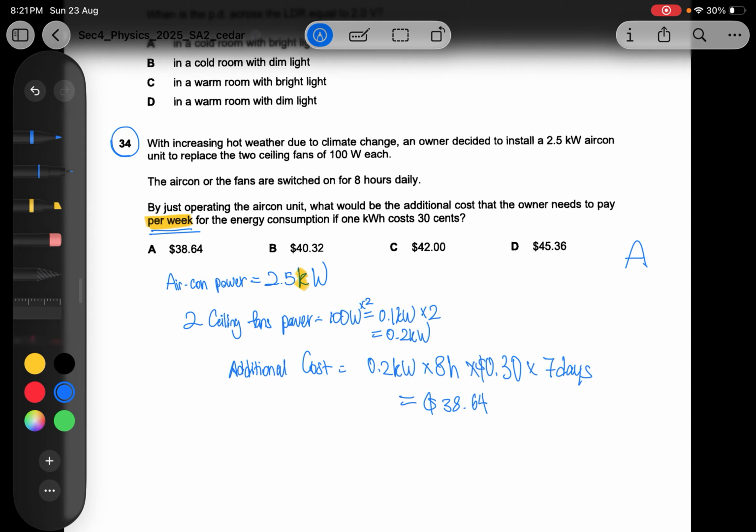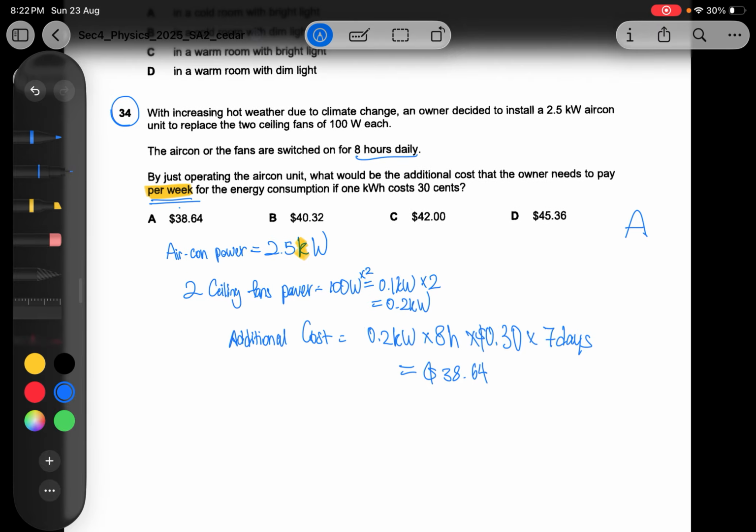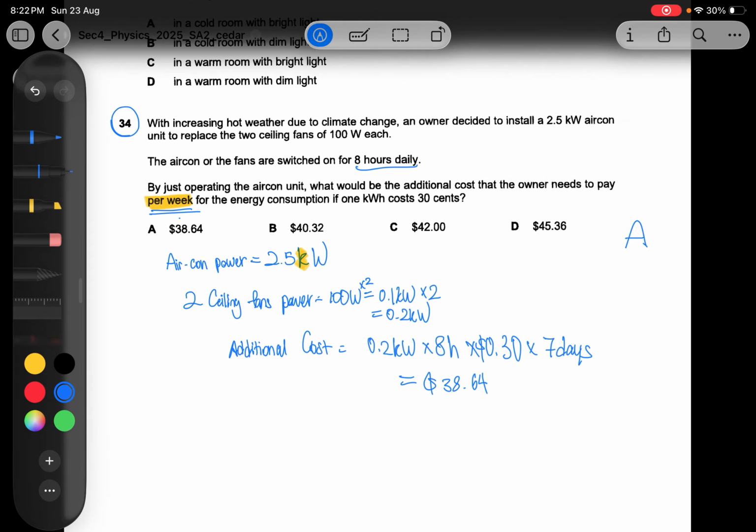So they just asked, what is the additional cost? Additional cost, and remember down here, it's not per day, it's per week. So you not only need to times 8 hours daily from over here, you need to times 7 days or so. Okay, so with that you can get the answer. I think the careless mistake here is per week and not per day. Even then you cannot get all the answers.